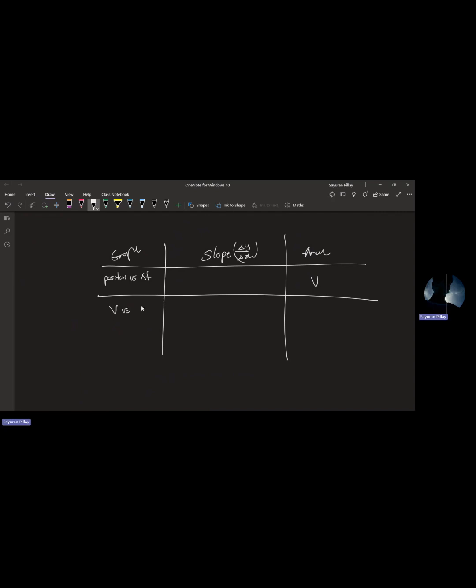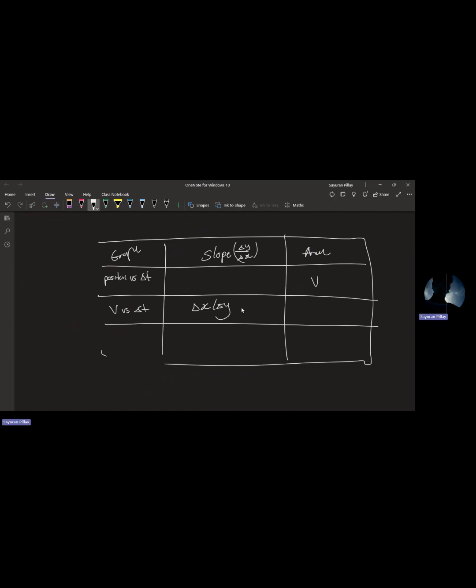A velocity versus time graph: the slope of the velocity versus time graph will give you the displacement, rather change in y because it's vertical. And the area of the velocity versus time graph will give you acceleration, 9.8. An acceleration versus time graph, slope will give you velocity. And then this nothing, this won't really give you much, right? So just remember that, and you should be able to work it out and plot your graphs.